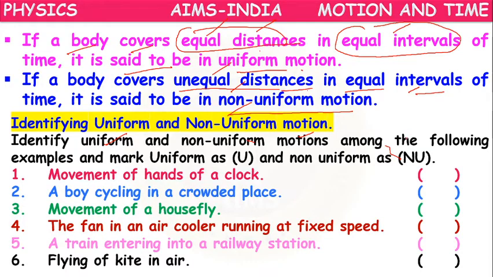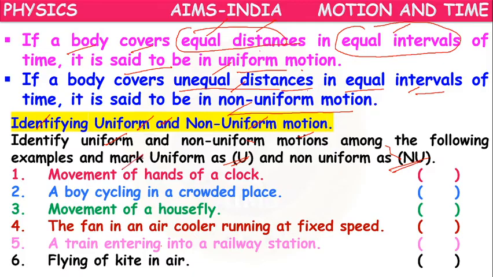Next, identifying uniform and non-uniform motion. They have given some questions here. We have to identify them. If it is uniform, we have to mention in the brackets the symbol U. If it is non-uniform, we have to mention NU.